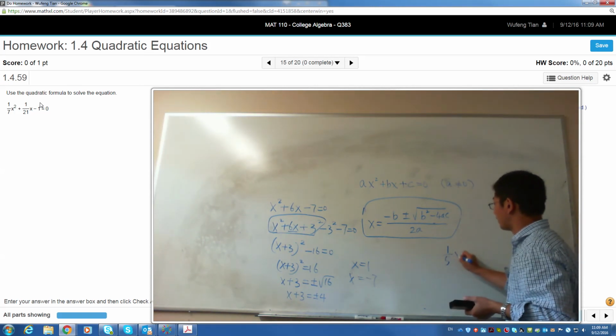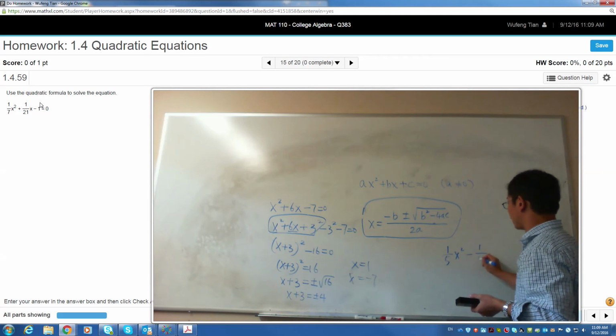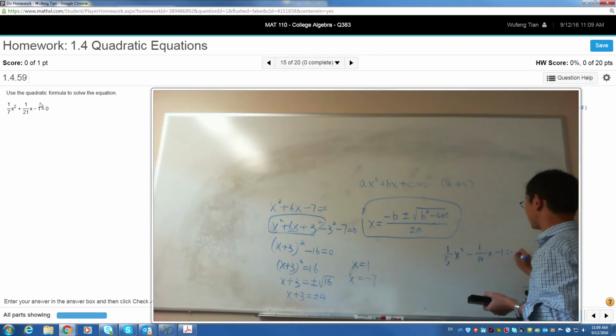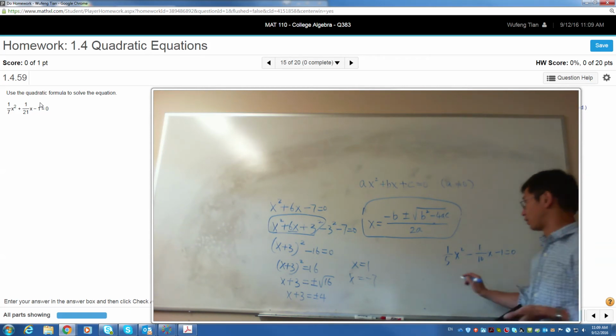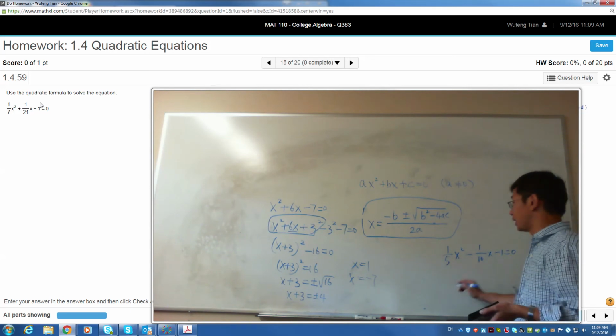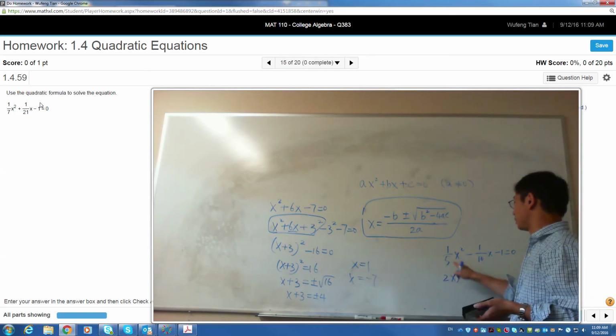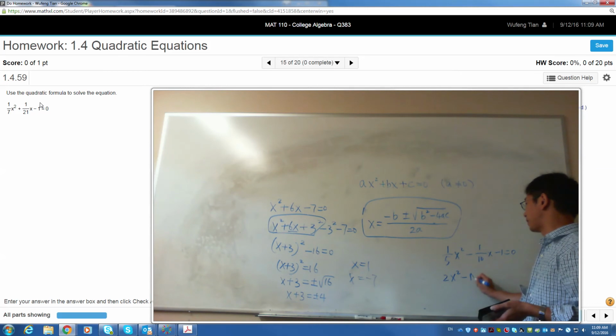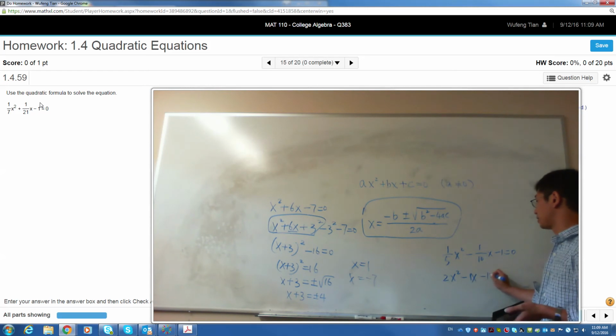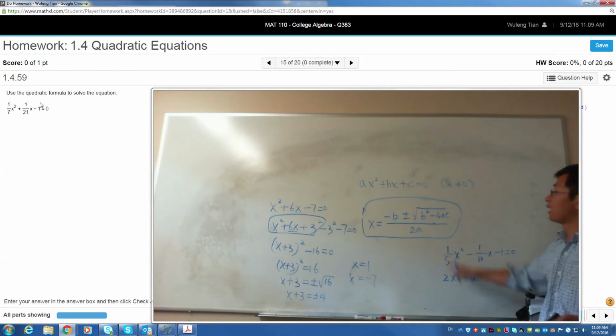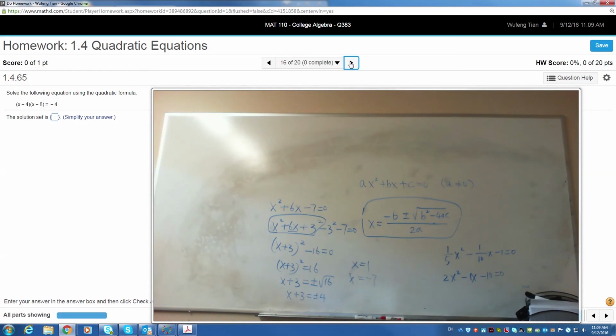Just an example. If I have 15x squared minus 1 over 10x minus 1 equals 0, for example this one, you multiply everything by 10. You get 2x squared. You multiply this by 10, the 10 cancels out, just minus x. Multiply this by 10 is just minus 10. Then you have A, B, C, use the quadratic formula again. Plug in.